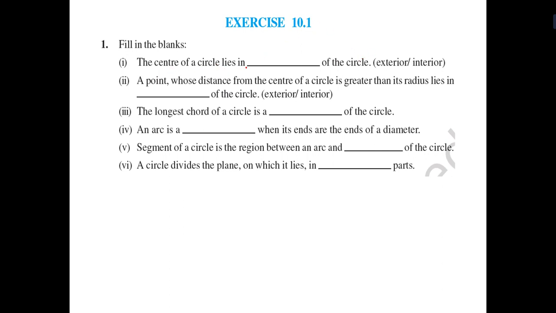The center of a circle lies in dash of the circle, that is, the interior part. A point whose distance from the center of the circle is greater than the radius lies on the exterior part. The longest chord of a circle is called the diameter of a circle.